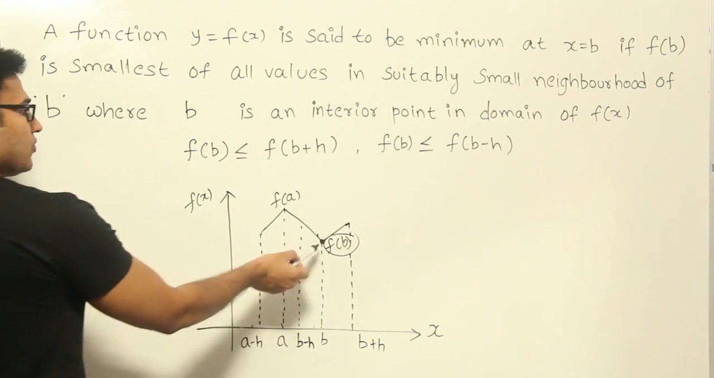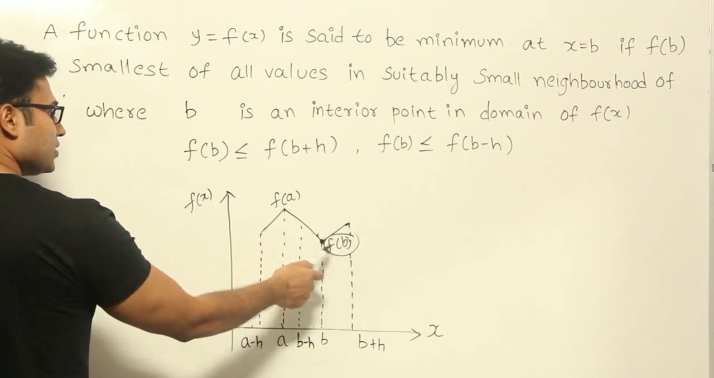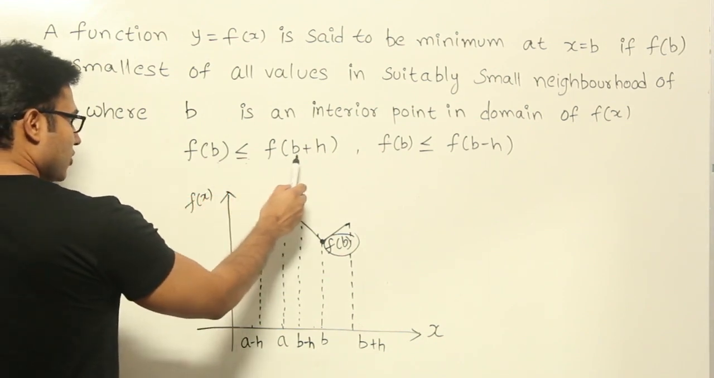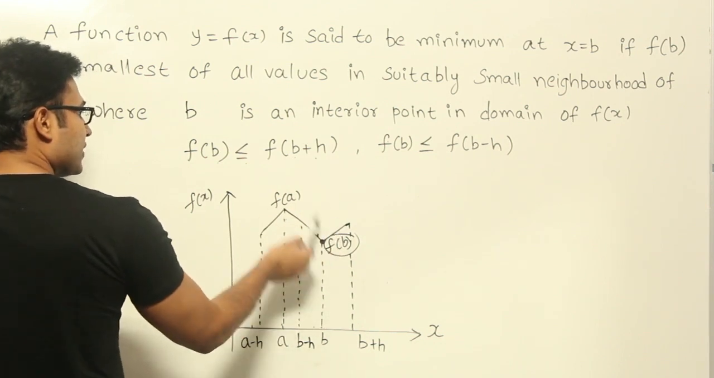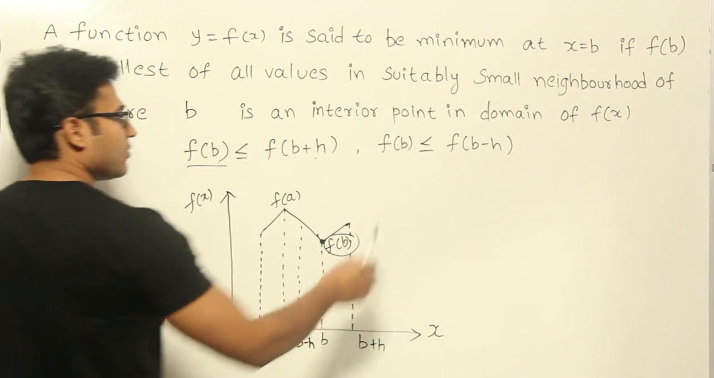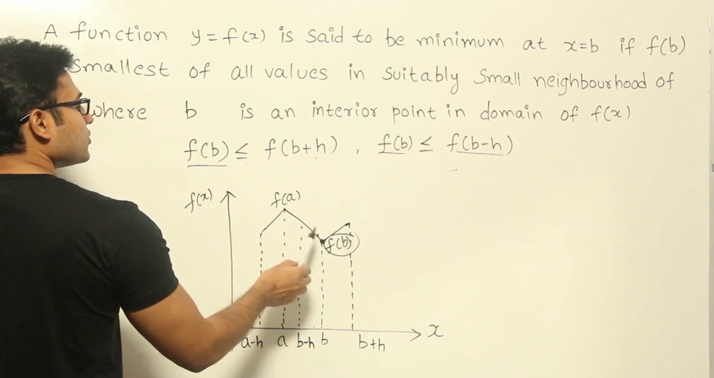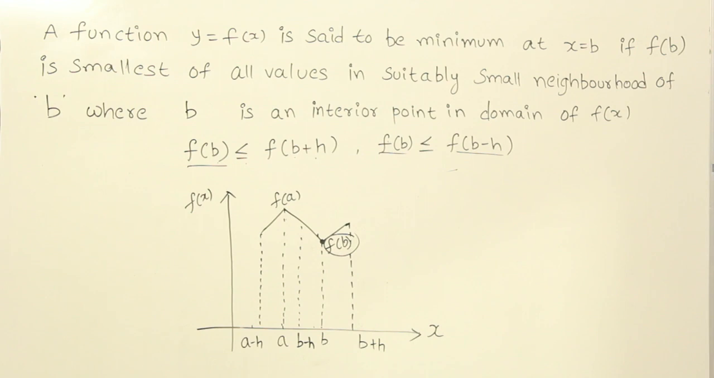Got it? Now if you look at any point in the neighborhood of it, which means to the left or to the right, this one is supposed to be the least, then only we can say that this is the local minimum. And in case that is the only minimum, we call it generally the minimum without using the word local. So now f of b is less than or equal to f of b plus h, which means to the right of it, whatever values are there, it is less than all such values, and then f of b is less than or equal to f of b minus h. Which means to the left of it, whatever values are there, it is less than all those values. Therefore it is minimum in that neighborhood.